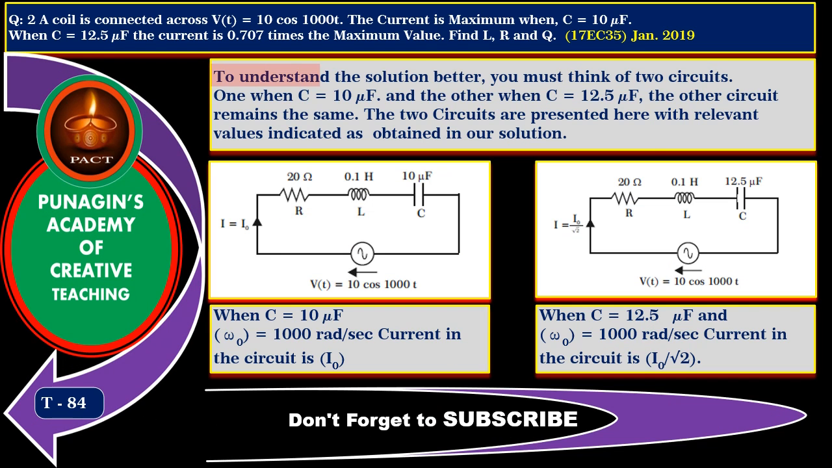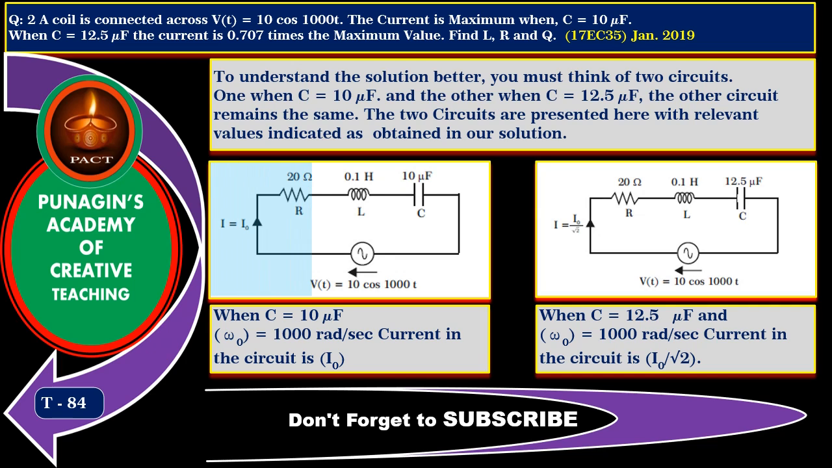Friends, to understand the solution better, you must think of two circuits. One when C is equal to 10 microfarads, and the other when C is equal to 12.5 microfarads. Other than the change in capacitor value, the remaining circuit is unchanged. The two circuits are presented here with relevant values indicated as obtained in our solution.